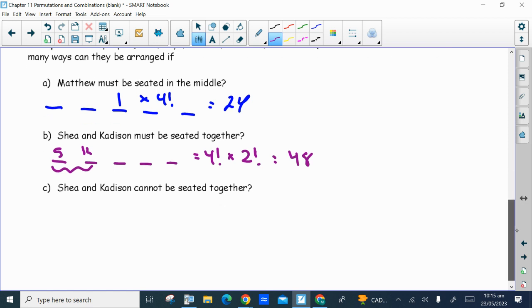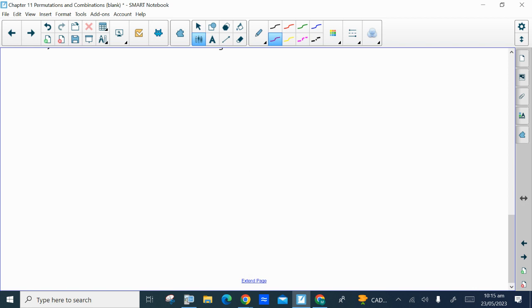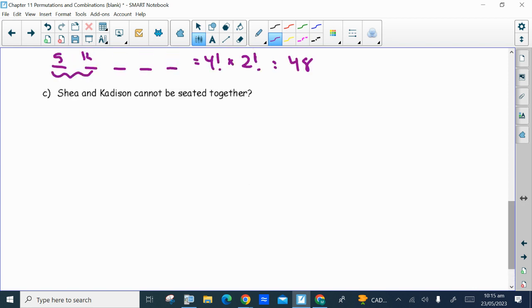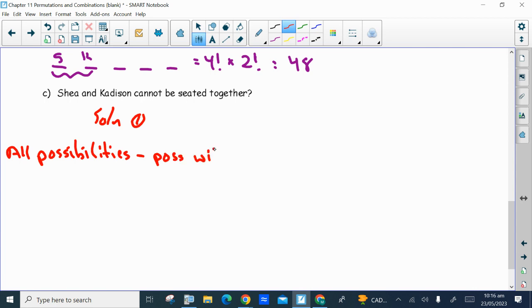Now, what if they cannot be seated together? I'm going to show you 2 ways that this could be done. So the first way, we'll call solution 1, would be found by taking all possibilities minus the possibilities with Shay and Caddison together.